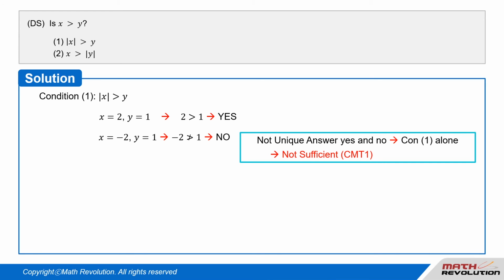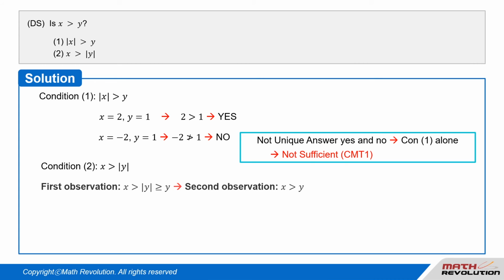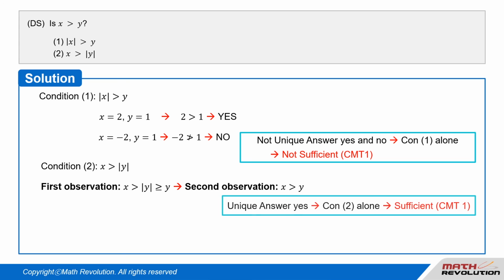It is not sufficient. Condition 2 tells us that x is greater than absolute value of y. We know by the first observation that x is greater than absolute value of y is greater than or equal to y, and by the second observation we get x is greater than y and yes as the answer. The answer is unique, yes, so the condition is sufficient by the common mistake type 1, which means that the answer must be in terms of a unique yes or no.